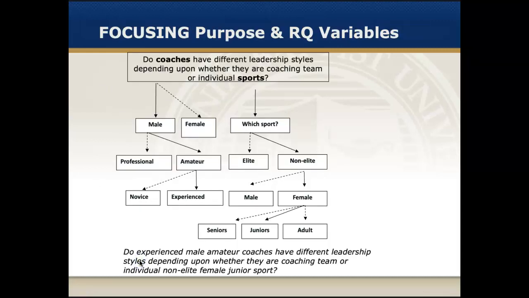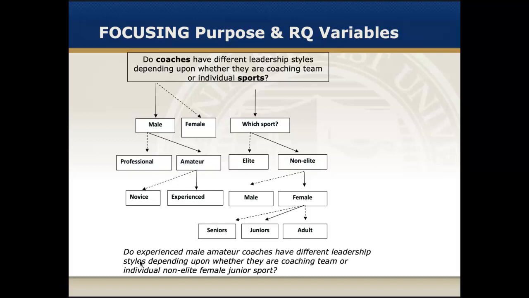So let's talk through a couple of examples of how to clarify your variables, and this is something you'll be working on as well. Look at the top here. Instead of, do coaches have different leadership styles depending on whether they're coaching a team or individual sport? That can sound like it's a pretty clear research question, but what do we mean by leadership style? What do we mean by team? What do we mean by type of sport? So as clear as that sounds, we need to be more specific in order to set up our data collection strategy.